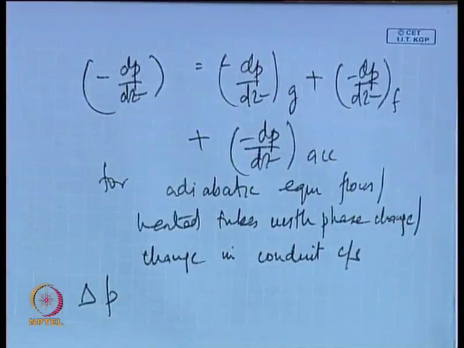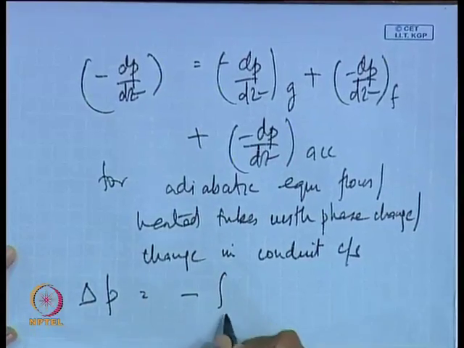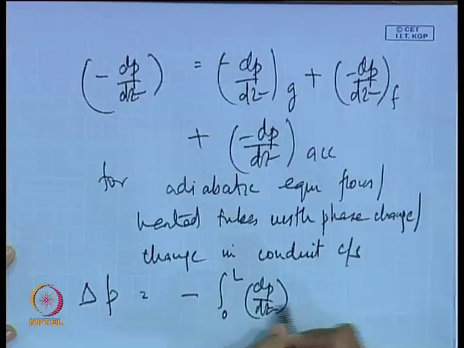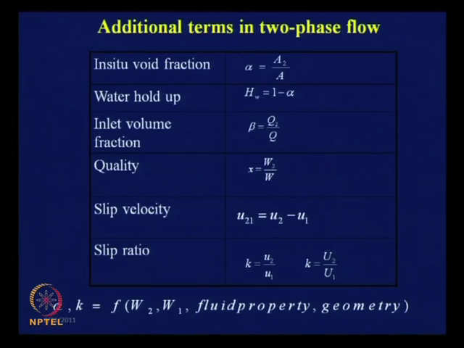The other thing is, apart from pressure gradient, as engineers we are also interested in finding the pressure drop. And the pressure drop, it's quite evident, is nothing but the integral from 0 to L of dp/dz dl. So, just remember that the pressure drop and the pressure gradient have opposite signs. You already know this, but this was just to remind you.